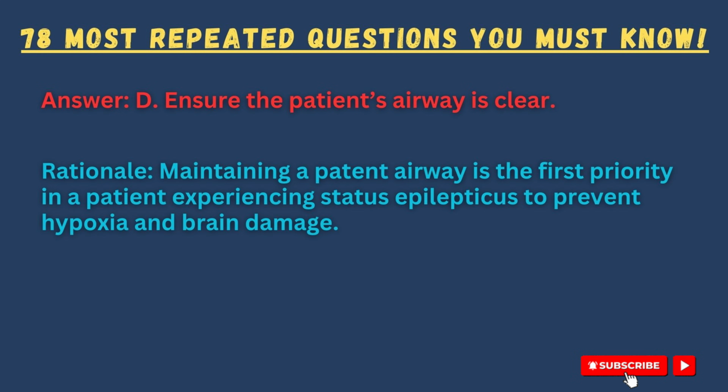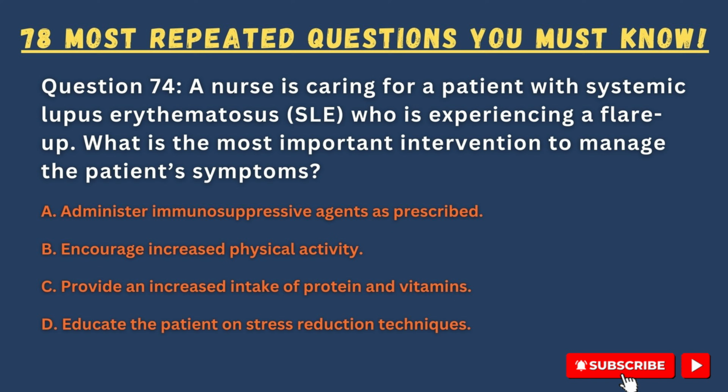Answer. D. Ensure the patient's airway is clear. Rationale. Maintaining a patent airway is the first priority in a patient experiencing status epilepticus to prevent hypoxia and brain damage. Question 74. A nurse is caring for a patient with systemic lupus erythematosus, SLE, who is experiencing a flare-up. What is the most important intervention to manage the patient's symptoms?